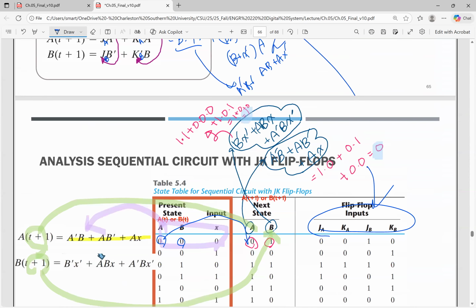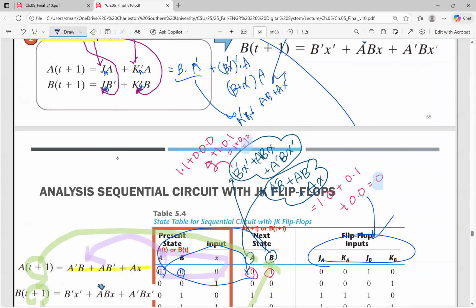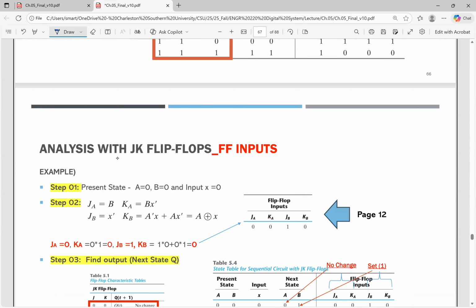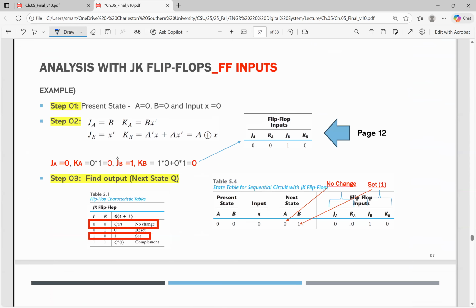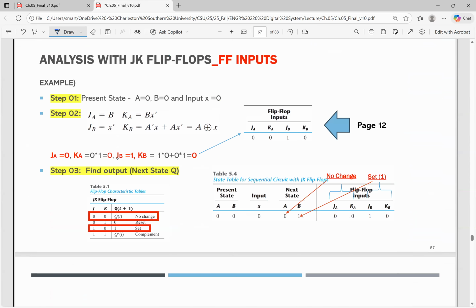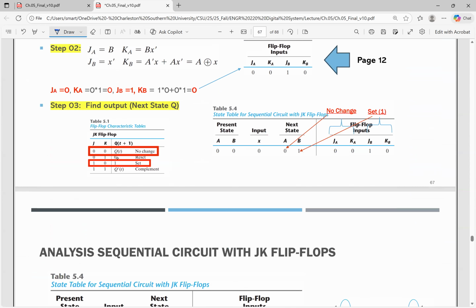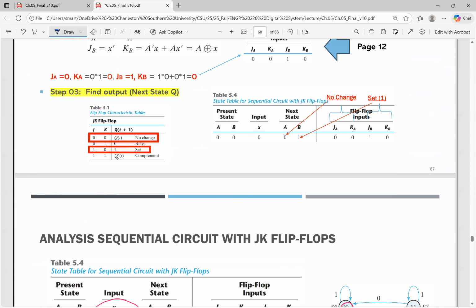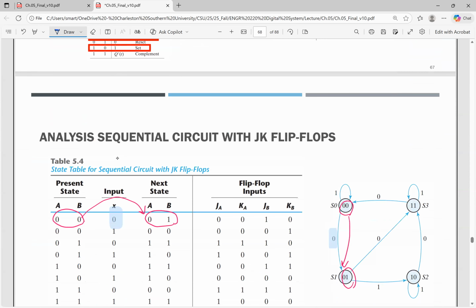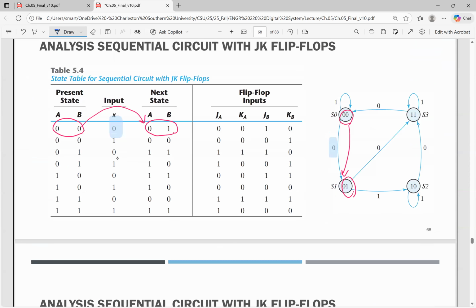So right there. And then from the previous one, we can put inside, and then we can find JA, KA, JB, and KB. Okay. After that, we're going to draw here, 0 to 0, 0, 0 to 0, 1, 0, 0 to 0, 0.